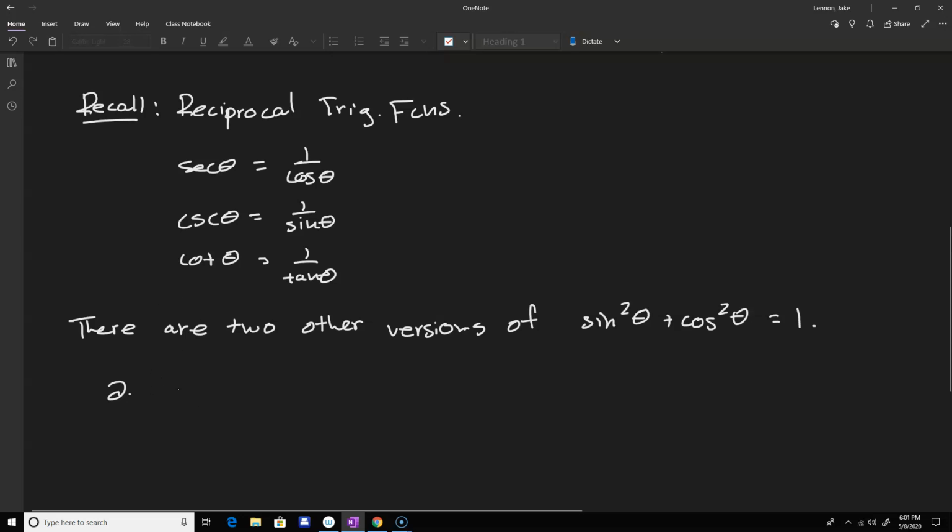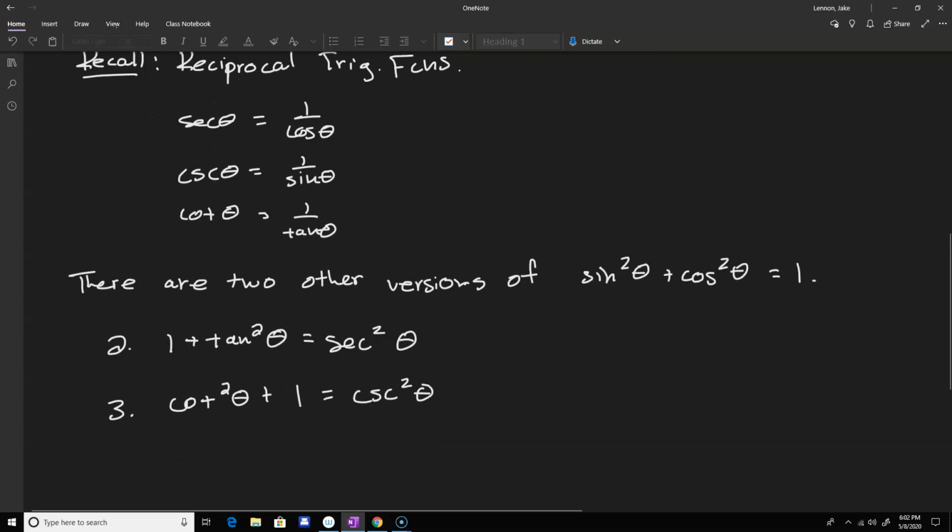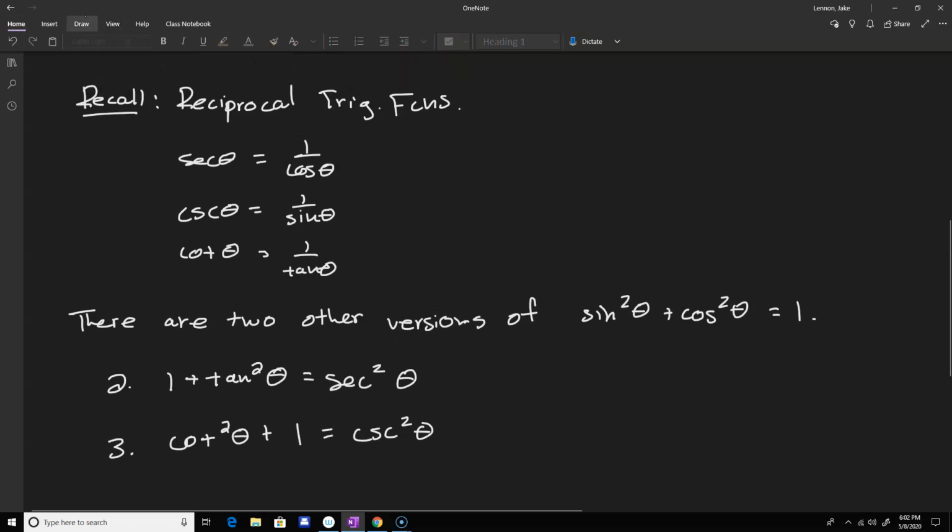So let's call it number 2. 1 plus tangent squared theta is equal to secant squared theta, and the third version of the identity is cotangent squared theta plus 1 is equal to cosecant squared theta. So it appears the way that I've written them, it'll be easier to start with the other ordering. Of course, these things are all the same, but what do I mean?